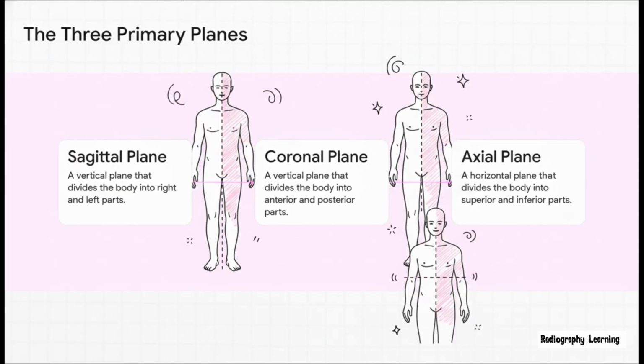First, the sagittal plane. This is a vertical cut that divides the body into left and right parts. Second, the coronal or frontal plane. This one's also vertical, but it divides the body into front and back sections. And third, the axial plane, which is a horizontal cut, like a magician sawing someone in half, dividing the body into top and bottom parts.